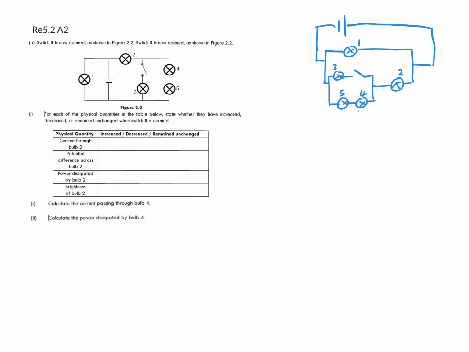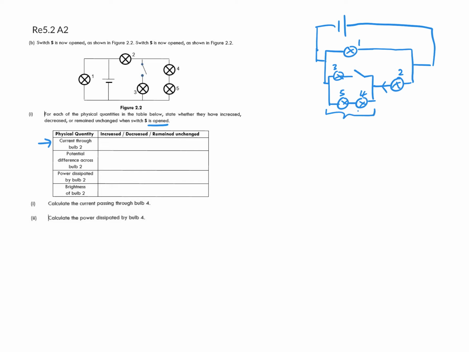Hello, let's take a look at this question, 5.2 A2 part B. Now, once the switch is opened, what will happen to these quantities? So let's take a look at the current passing through bulb 2, which is this current over here. We can solve this quite easily if we look at the resistance of this parallel branch.